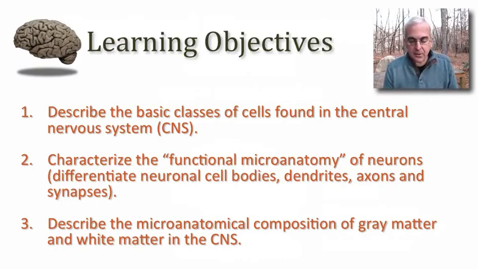And then lastly, I want you to be able to describe how that microanatomical structure of a typical neuron is compounded many thousands of times into the structure of neural tissue. And when we think of neural tissue, we're basically talking about gray matter and white matter. Okay, well, let's begin by looking deep into the brain.